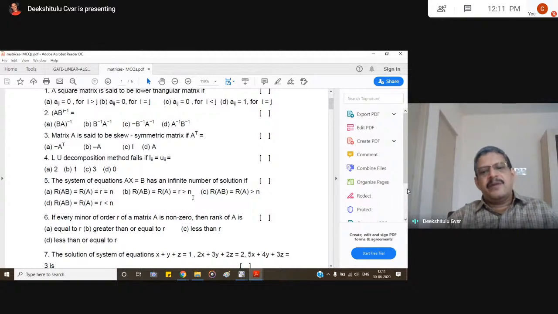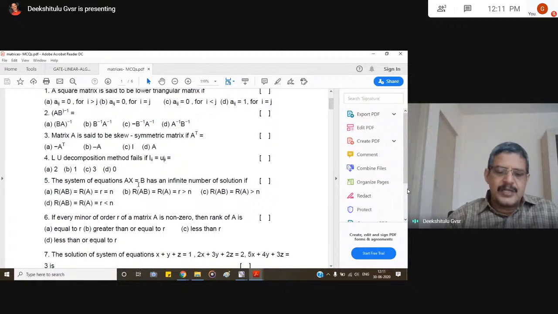The system of equations AX = B has an infinite number of solutions when an infinite number of solutions is also a solution. So the system is consistent. That means rank of A is equal to rank of the augmented matrix. That is for sure because we have infinite solutions. But the rank must be less than the number of unknowns. If it equals n, then it has a unique solution. Rank cannot be greater than n, so this is also wrong. If it is less than n, then we have an infinite number of solutions.